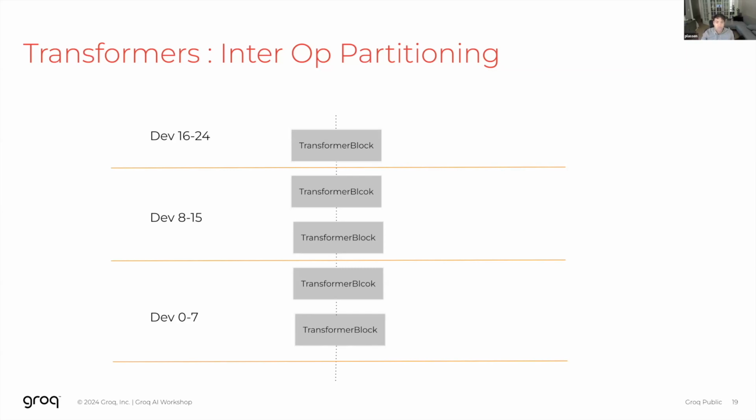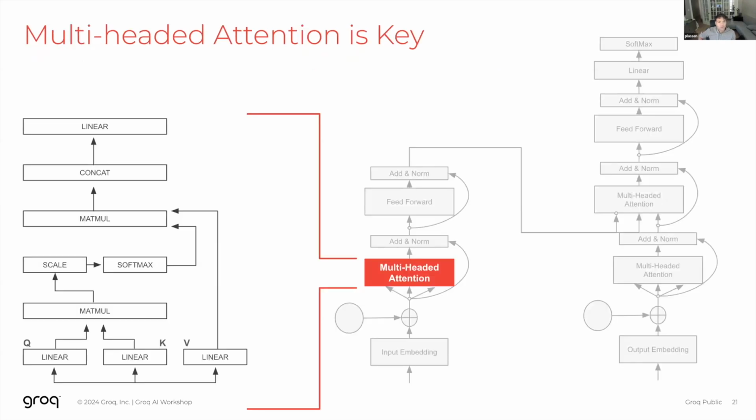And so effectively, we can combine these two ideas together by using inter-op partitioning on the transformer block level. And inside the transformer block, we have intra-op partitioning. And so using both of those partitioning strategies together, we're able to get some performance and are able to fit LLMs on our architecture. I think that is all for me.